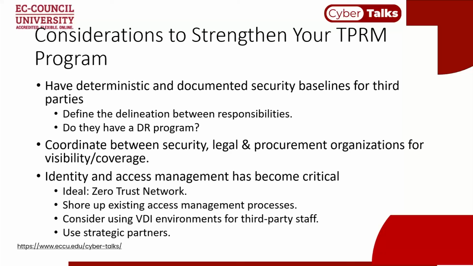Also, identity and access management, especially now due to the pandemic, has become more critical as people are no longer in the office. Ideal would be a very well-defined zero trust network. This helps you immensely to make sure that your third parties have access to the right environments. Keep up to date your access management processes and technology. Make sure you do regular account attestation, who should have access to what, depending on the criticality of the application. It can be yearly, quarterly, every 6 months.